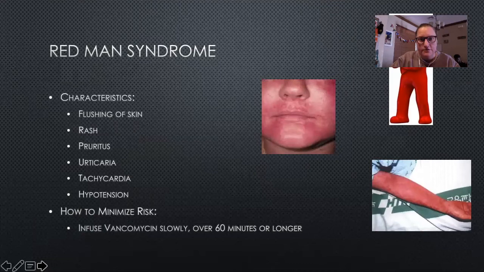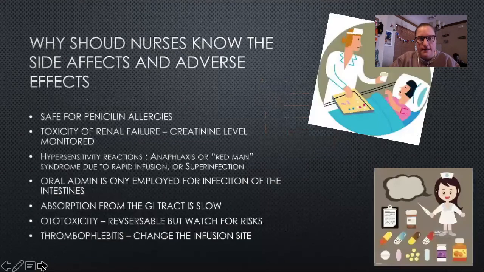So red man syndrome, as Jordan had mentioned before, IV infusion is usually the most common route for vancomycin. It's a flushing of the skin, a rash, itchiness, and can cause hypotension and tachycardia. Red man syndrome usually happens when the infusion is rapid. So in order to minimize that risk, we want to infuse slowly over 60 minutes or longer.